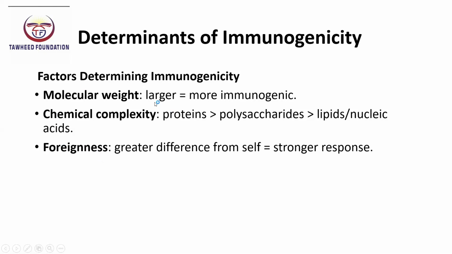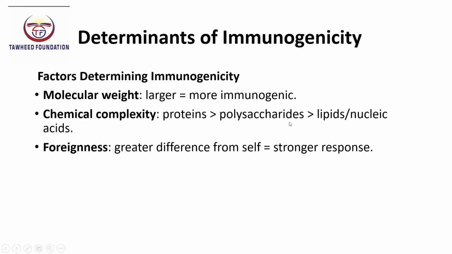Molecular weight. In general, larger molecules are more immunogenic than smaller ones. Proteins with high molecular weight, such as hemocyanins, which have a molecular weight of 6.75 million, are highly immunogenic. By contrast, molecules smaller than 10,000 daltons are weakly immunogenic. These smaller molecules can only stimulate an immune response if they are linked to larger carrier proteins, which is the principle behind haptens.